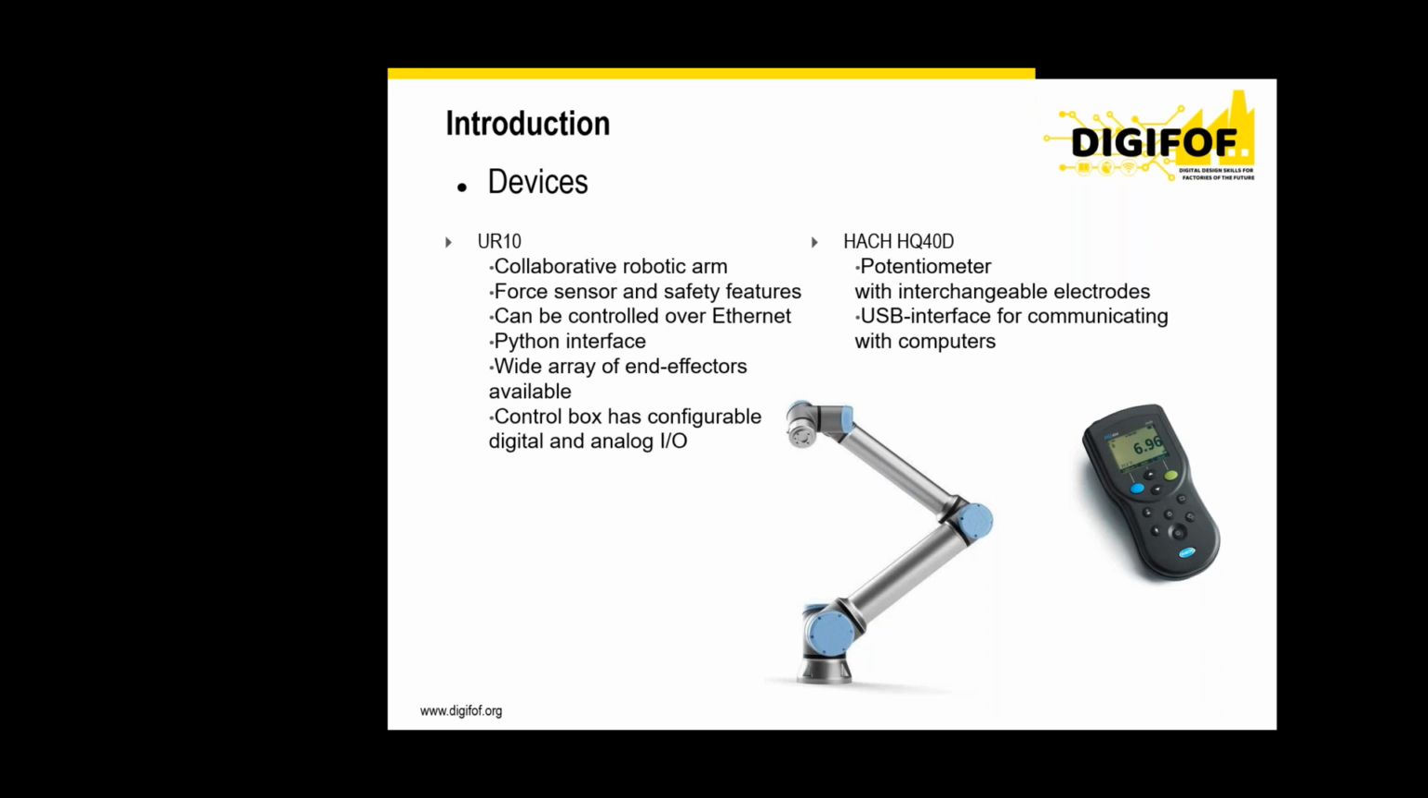And today we are using as an example the UR10, which is one of those arms available. So it has force sensors and some safety features so that humans can be easily nearby. It can be controlled over Ethernet, so it's readily available to automate and use whatever information you can grab from other sources. It also has a Python interface, so it's easy to harness and interface to your applications.